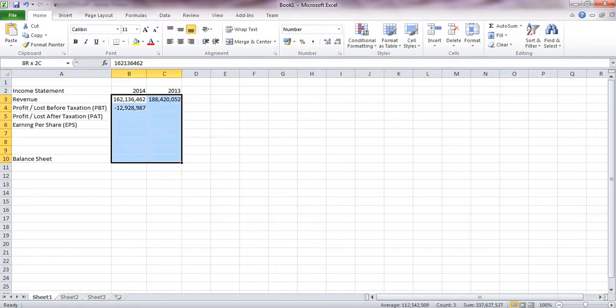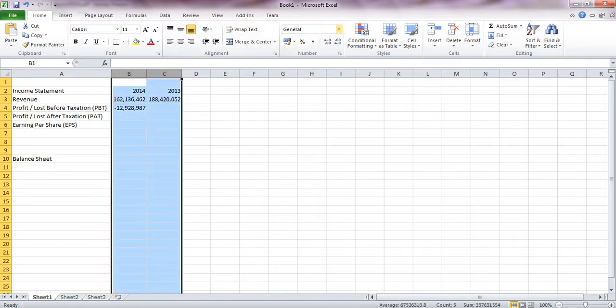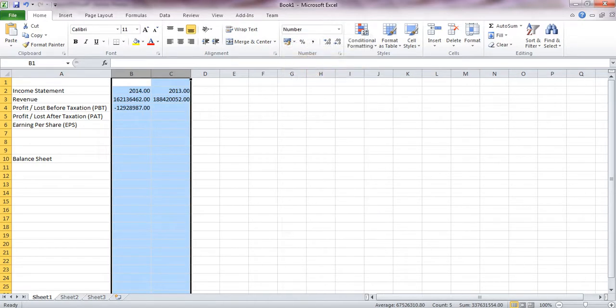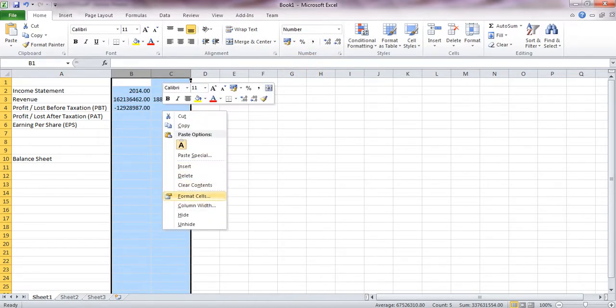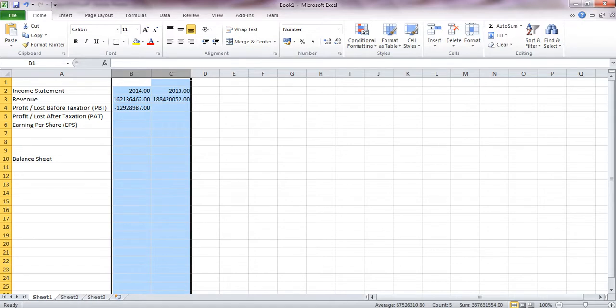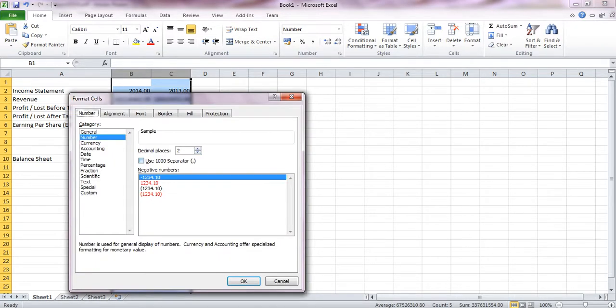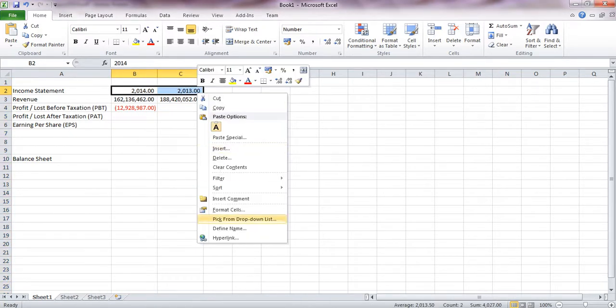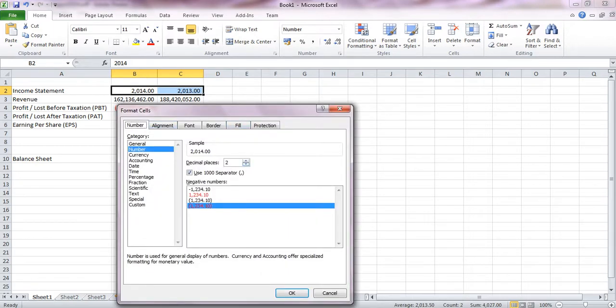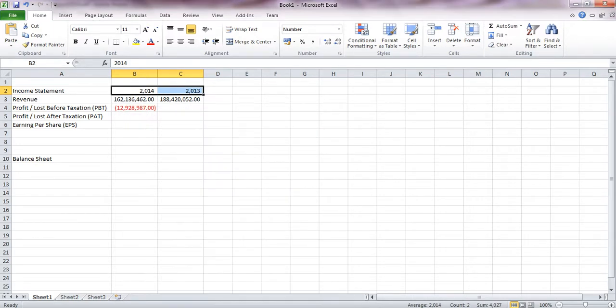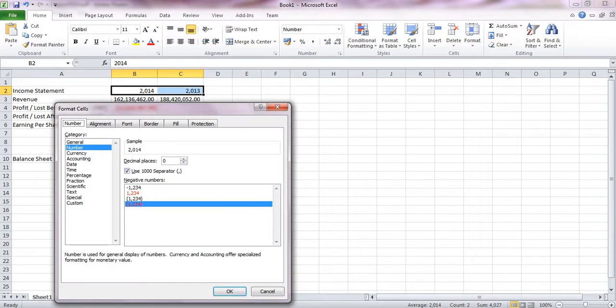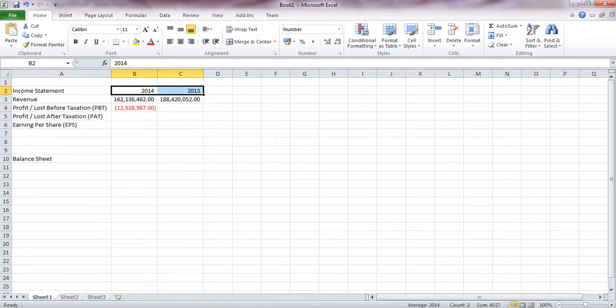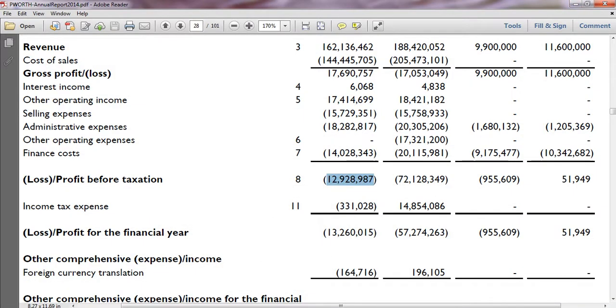So over here maybe I just change this one to the number. Oh, I better change from here. Format cells, and then use the 1000 separator, and then OK. This one I need to change back because this is not a number, and this one also needs to be taken out because this is a year. Okay, so it looks much better.